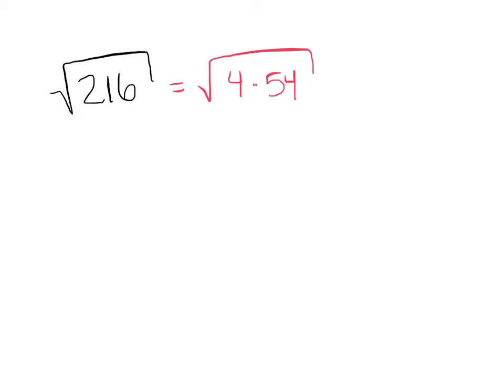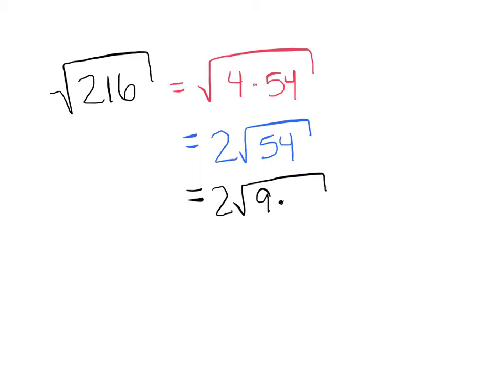So we can go a little bit further. We know that the square root of 4 is 2. It escapes the square root and becomes a 2 times the square root of 54. Now here's where we need to look at that 54 again and see, are there any other perfect squares that go into 54? 9 goes into 54. So we can rewrite this as 2 times the square root of 9 times 6.